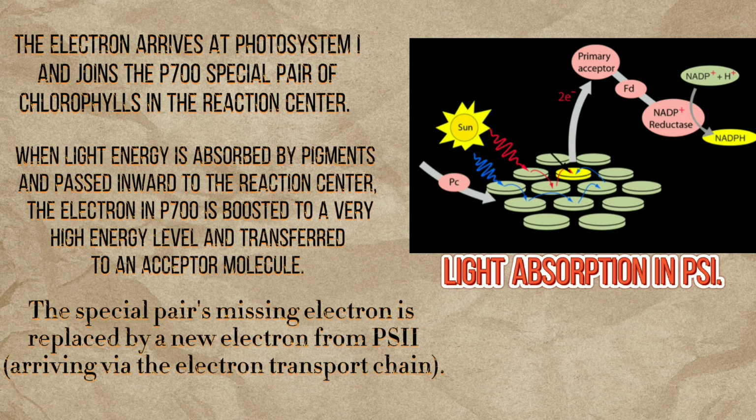The next step for phosphorylation is light absorption in PS1. In this step, the electron arrives at photosystem 1 and joins the P700 special pair of chlorophylls in the reaction center. When light energy is absorbed by pigments and passed inward to the reaction center, the electron in P700 is boosted to a very high energy level and transferred to an acceptor molecule. The special pair's missing electron is replaced by a new electron from photosystem 2, arriving via the electron transport chain.